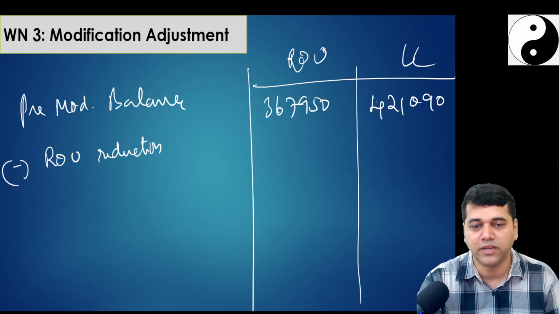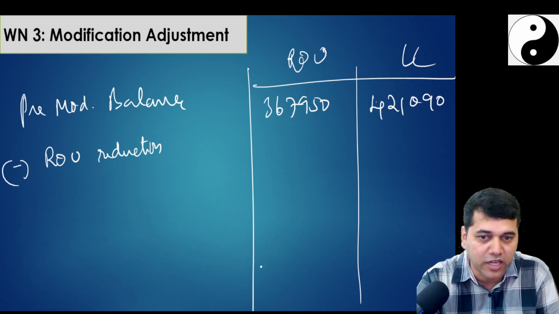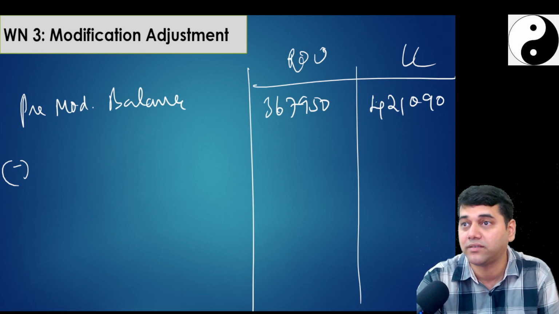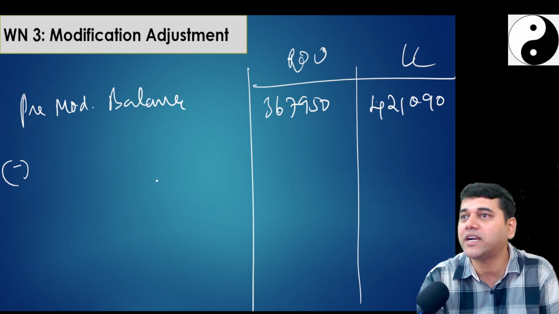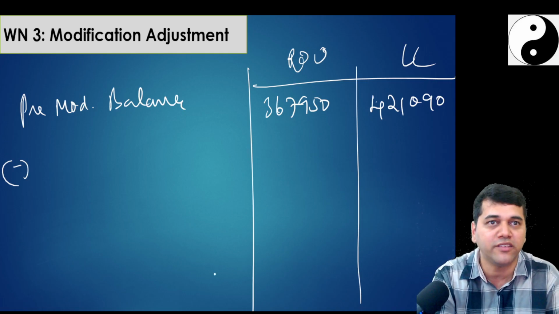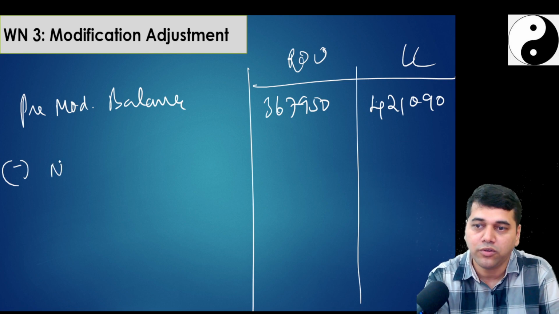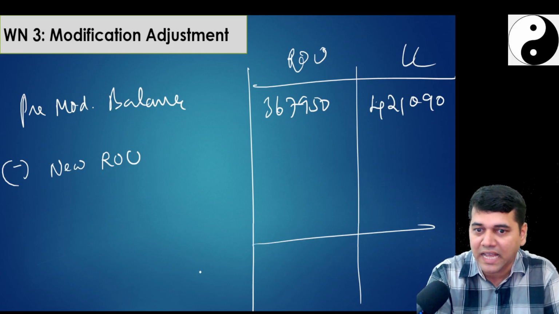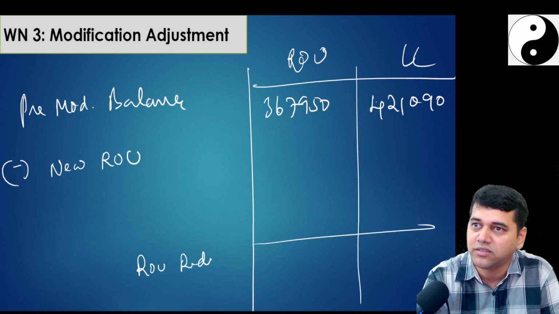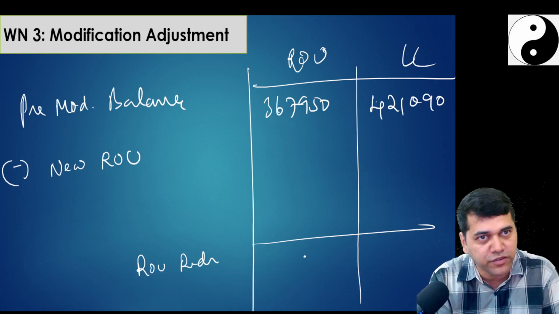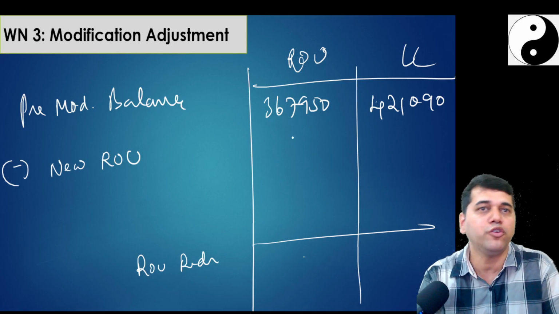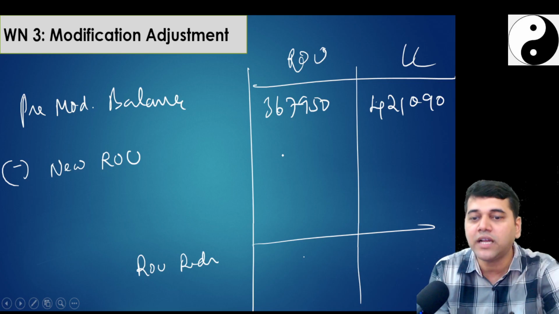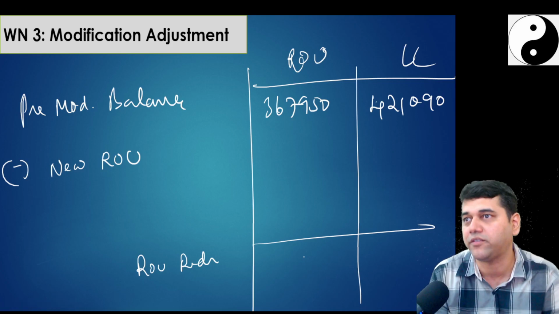Sorry students, one small change. It is not ROU reduction, because ROU reduction is the balancing figure. If you deduct ROU reduction, I'll get the new ROU balance here. So, you understood? New ROU balance, how much? Or, if I deduct this, I'll get the ROU reduction. You can tell me any figure. You can tell me the ROU reduction figure, then the new ROU balance is the balancing figure. Or, you tell me what should be the new ROU balance, so that ROU reduction is the balancing figure. Question is clear?